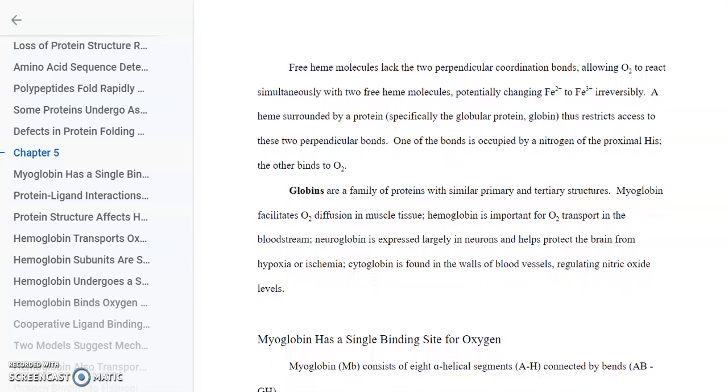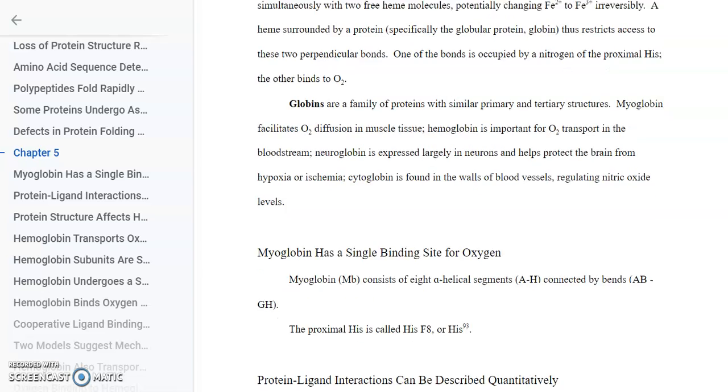Free heme molecules lack the 2 perpendicular coordination bonds, allowing O2 to react simultaneously with 2 free heme molecules, potentially changing Fe2+ to Fe3+ irreversibly. A heme surrounded by a protein, specifically the globular protein globin, thus restricts access to these 2 perpendicular bonds. One of the bonds is occupied by a nitrogen of the proximal histidine. The other binds to O2.